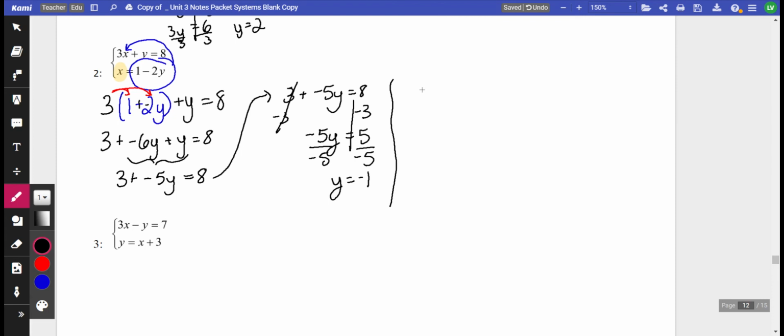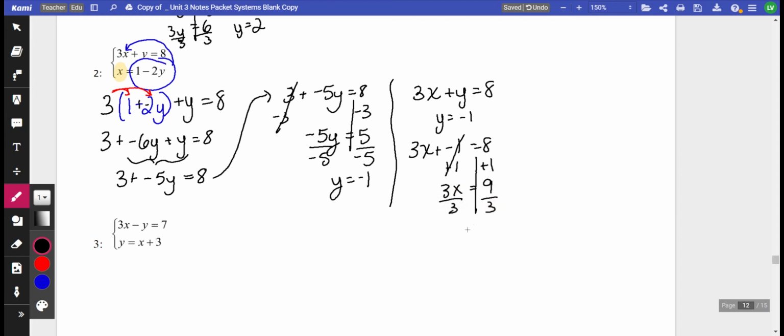Now I'm going to take the y equals negative 1 and I'm going to plug it into one of the equations. This time I'll do the first one, 3x plus y equals 8. You could plug it into the second equation, whichever one you prefer. I'm plugging in y equals negative 1. 3x plus negative 1 equals 8. Extending my equal sign, I'm going to add 1 to both sides. 3x equals 9. Dividing both sides by 3, I get x equals 3. So my x value is 3, my y value is negative 1. That makes my ordered pair 3, negative 1.